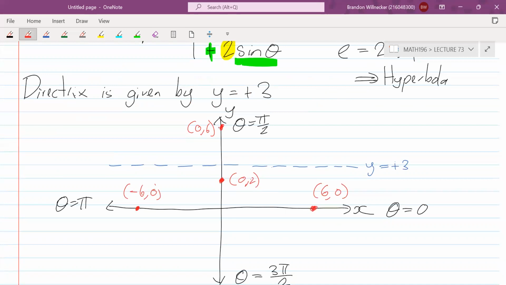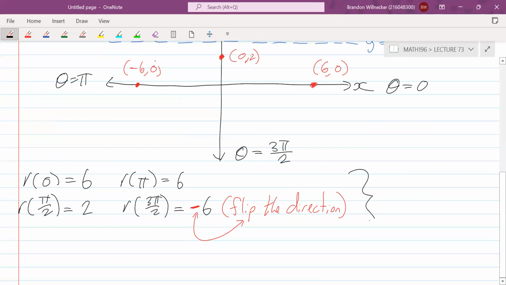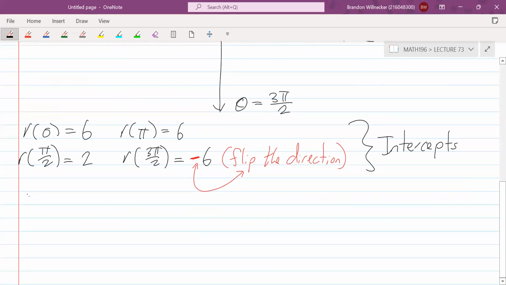Now we need to find the asymptotes. Okay, so these were the intercepts. Next is finding the asymptotes.